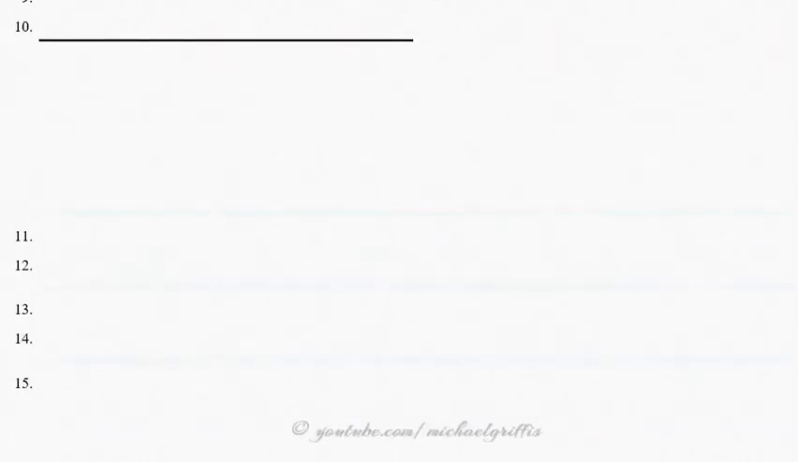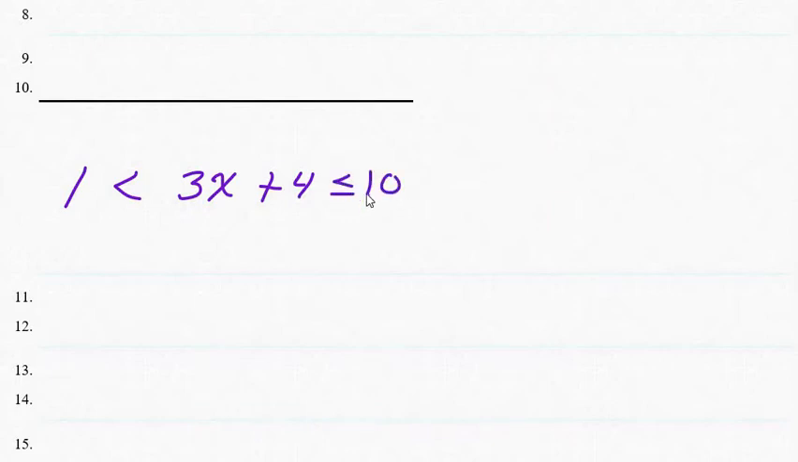What do we got here? This one here is a little different. I think we'll do this: 1 is less than 3x plus 4 is less than or equal to 10. I'm going to write this twice, and we're going to concentrate on this one.